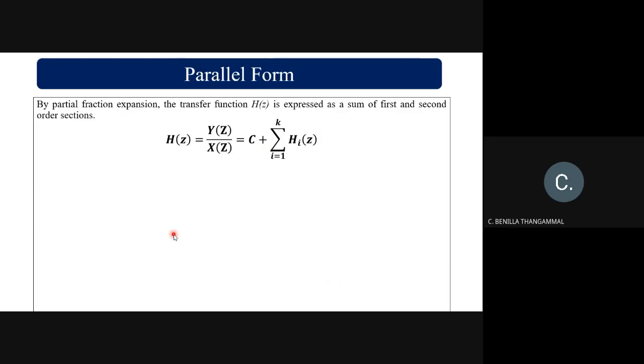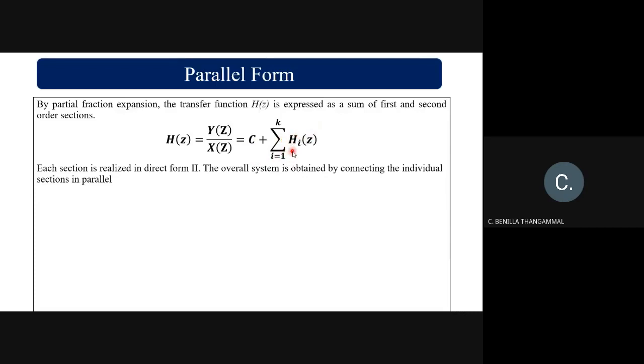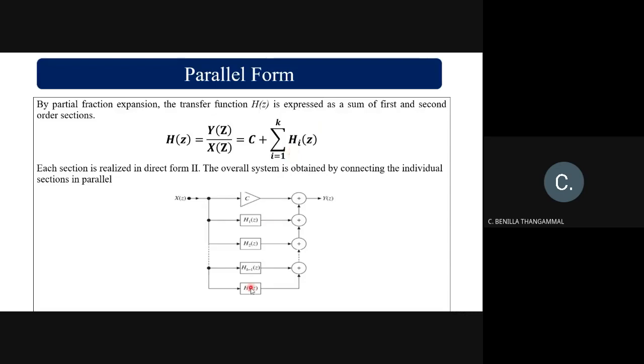The parallel form is similar. You have to break your transfer function using the partial fraction method into C plus a sum of terms, right? After placing it as a sum of terms, you have to find the direct form 2 of each of these chunks and then place them in parallel, right? So we'll solve a problem here. Realize the second order filter in parallel form, right?